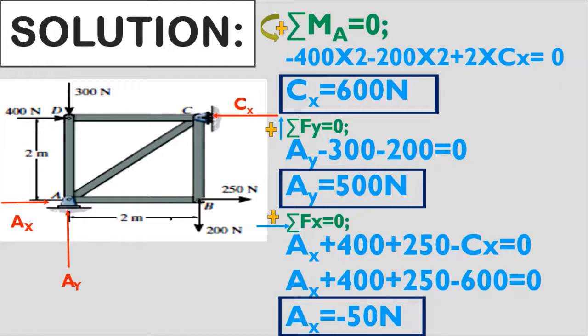And you can also take joint D, it's up to you. For example, if you want to start solving from joint D, it's up to you. That is not incorrect. So I am moving towards the next slide, and this one is joint B.